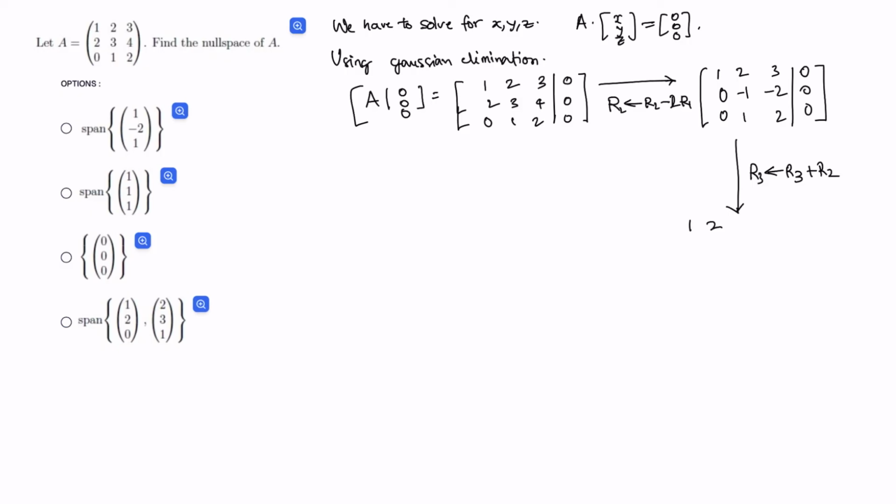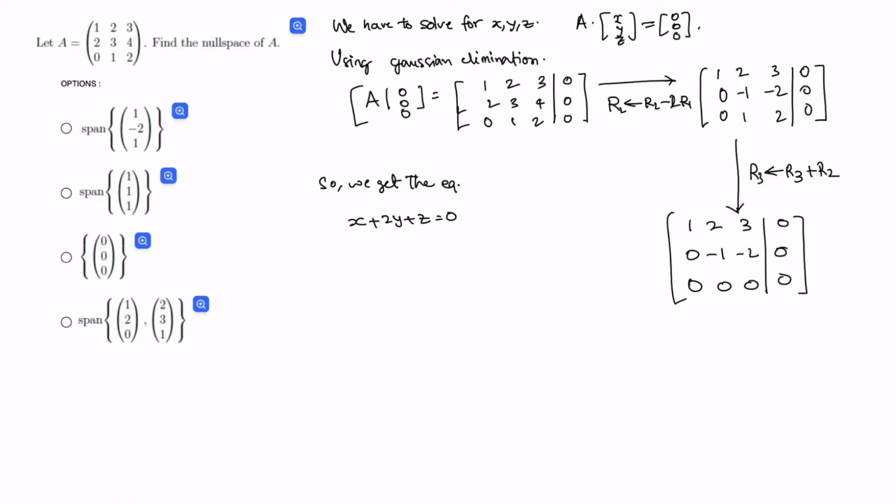In the second step, let us replace R3 by R3 plus R2. So the R3 will be totally 0, filled with zeros, right? So now let us write the equations properly. So what are the equations that we have? Now we will get x minus 2 times y plus 3 times z is equal to 0, and minus y minus 2z equal to 0, which means y is equal to minus 2z. Okay, I accidentally wrote z instead of 3z, so let me write it properly.